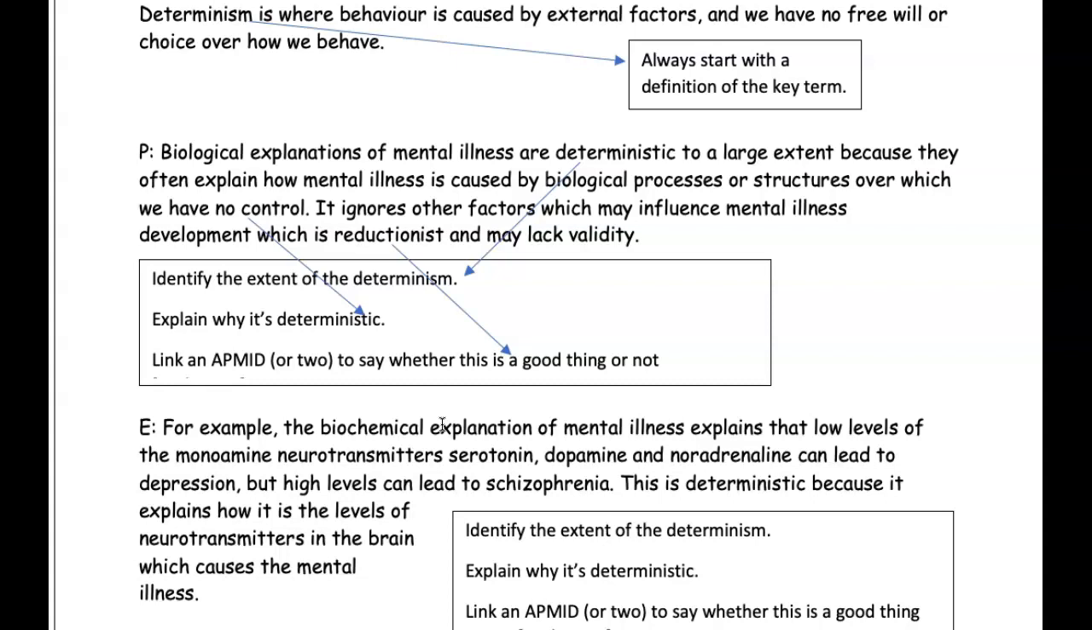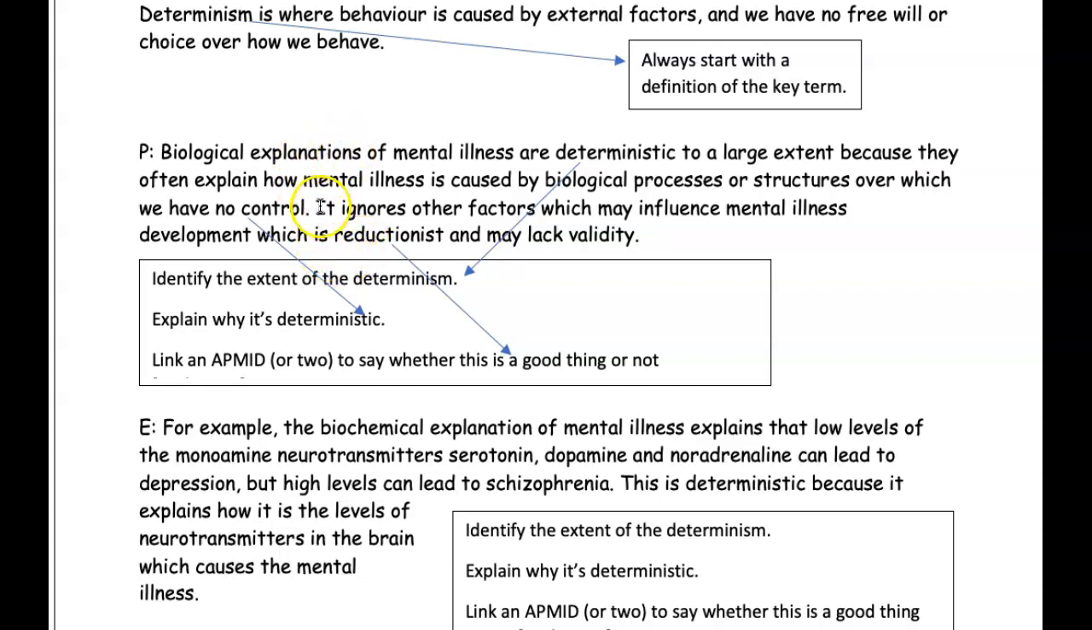Biological explanations of mental illness are deterministic to a large extent because they often explain how mental illness is caused by biological processes or structures over which we have no control. Can you see that? That is identifying an explanation for mental illness. It's mentioned the fact that they are deterministic to a large extent, and it's said why. It hasn't just said they are, it's said why.